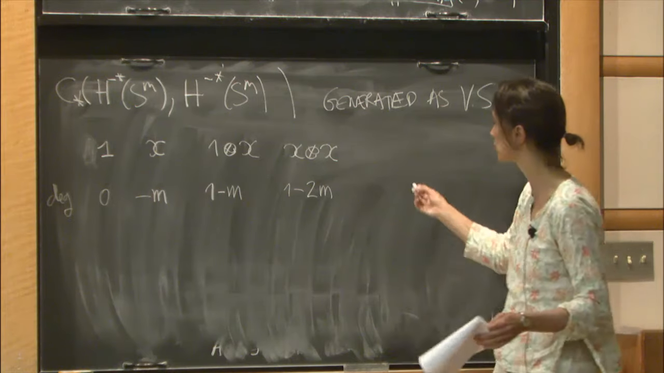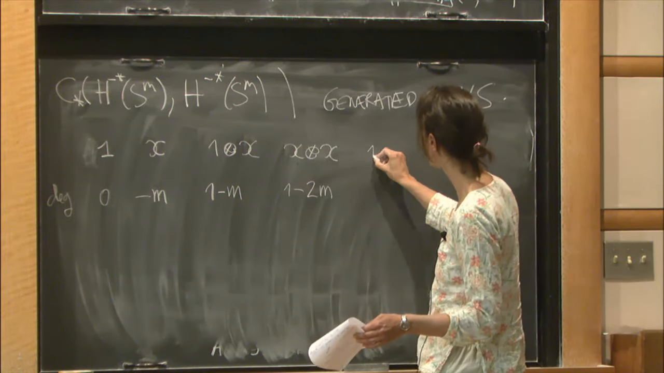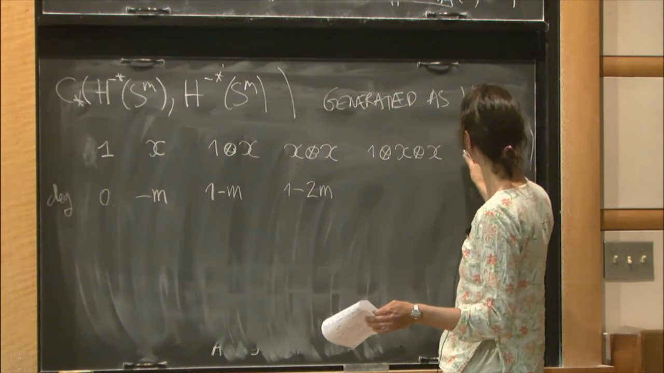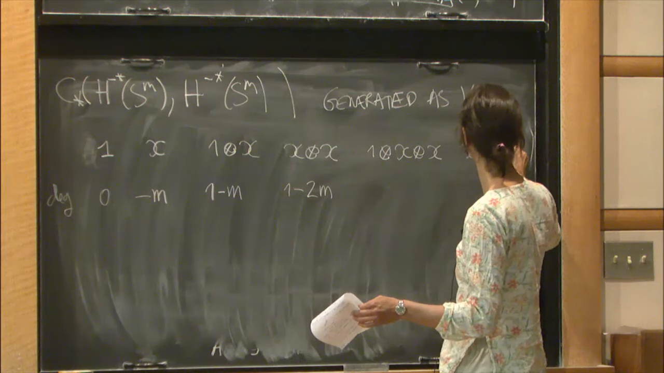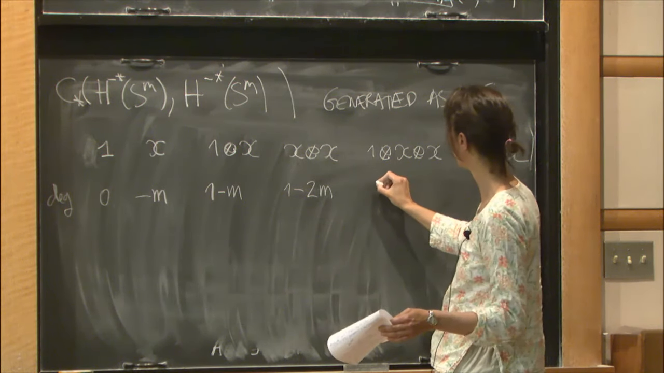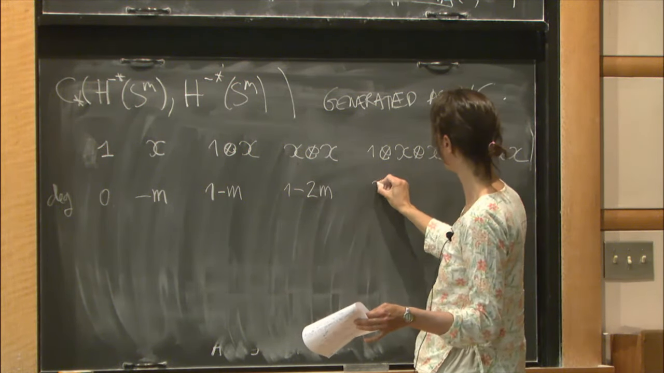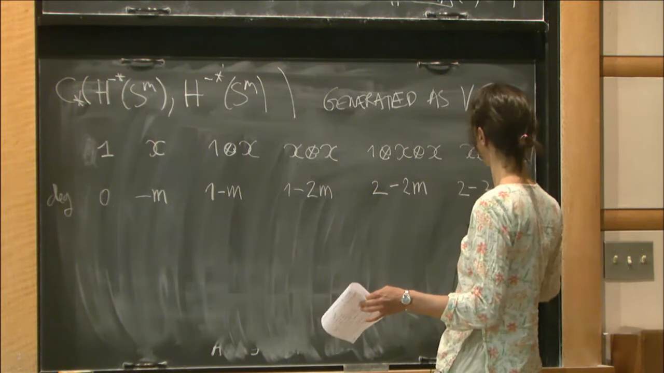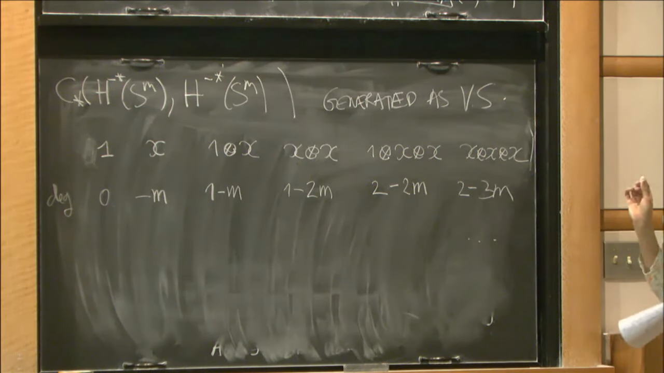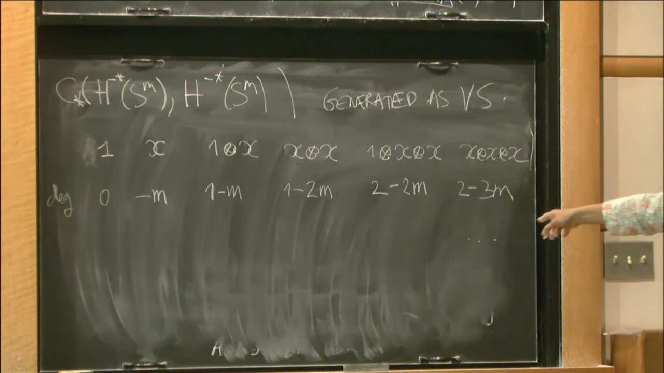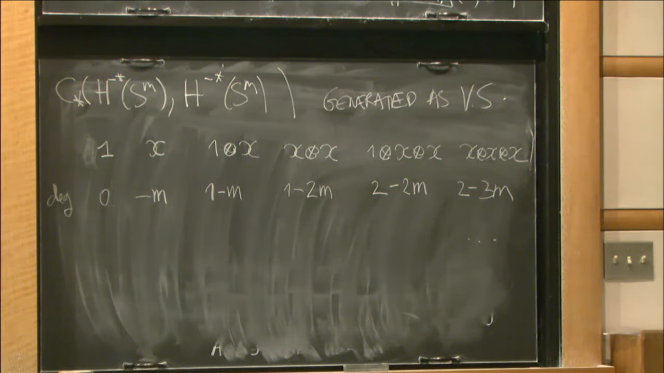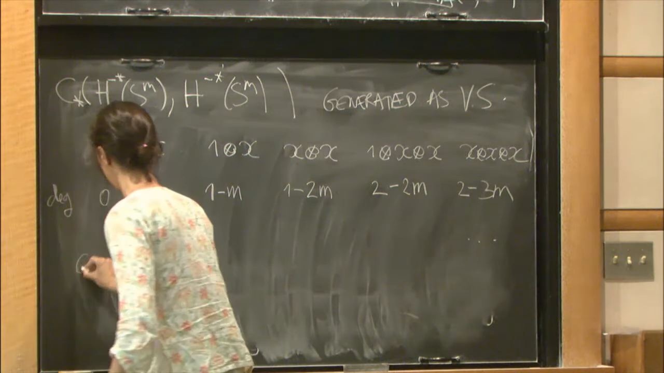I go to Hochschild degree 2 and do the same thing. I can put 1 tensor, and then I don't have a choice: I have only x and x. I could also have done x tensor x tensor x. It keeps going like this, in degree 2 minus 2m, then 2 minus 3m, and so on. So these are the generators. They are infinitely many, but still very few. And what about the differential? What is dA?